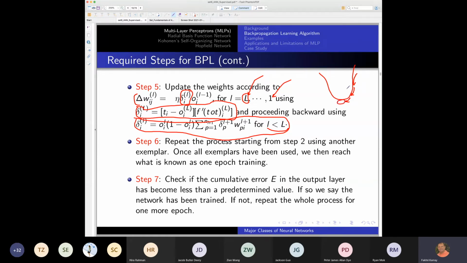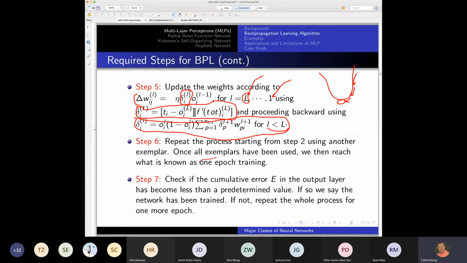But this is a very simplistic structure using the gradient descent of the system. That's why we call it gradient descent. By utilizing minus eta times the gradient of the error, we would like to reach this particular error. That's our ultimate goal. Once we reach it, then our values for the system have been updated. So we repeat the process starting from step 2 using another exemplar from the training set. Once all exemplars have been utilized, we then reach what is known as one epoch of training. So let me tell you what is meant by one epoch.